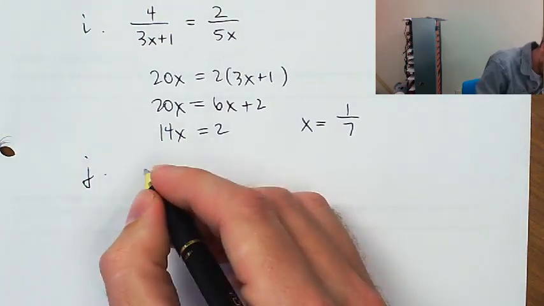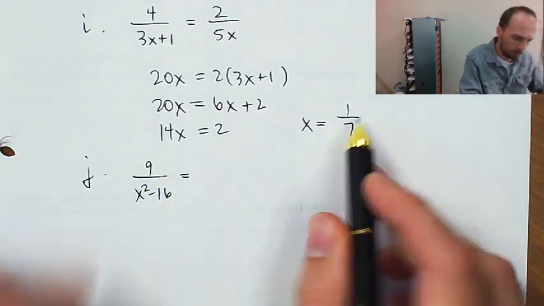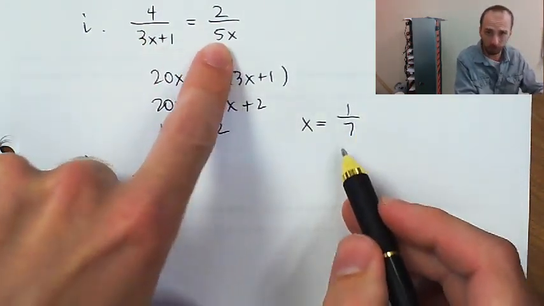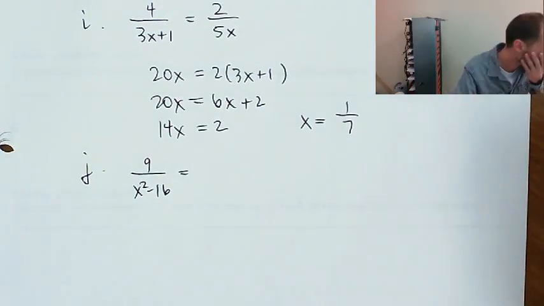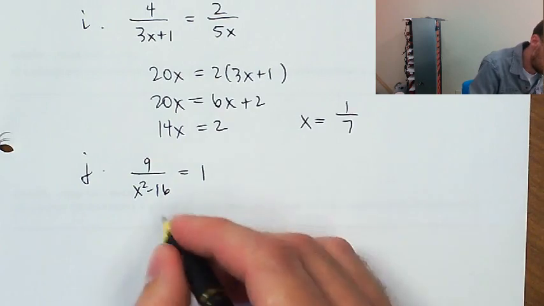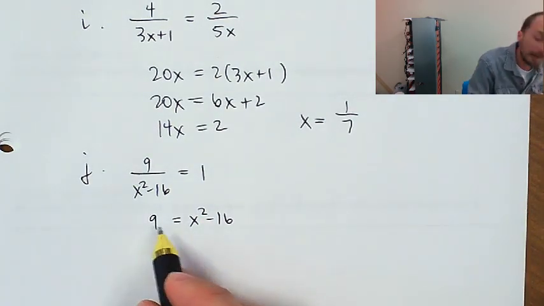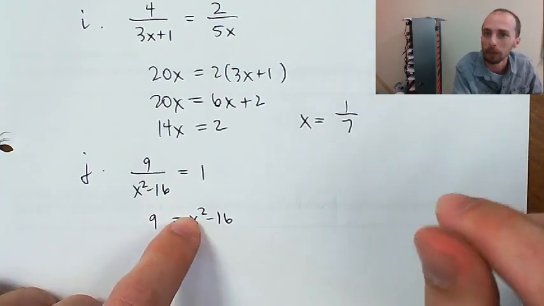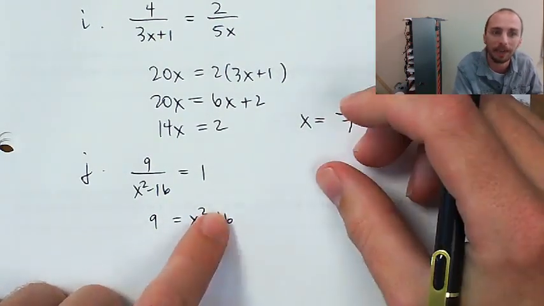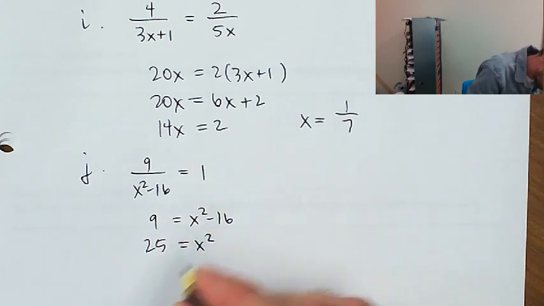Okay, J, the last one, 9 over x squared minus 16. Okay, and again, checking for reasonableness. Okay, that's not going to cause either of our denominators to equal 0, so we're good. That's going to equal 1. So I multiply both sides by x squared minus 16. Now this one only has one power of x in it, so we can solve directly, and I think that's what I'm going to do. I'm going to add 16 to both sides and say, oh yeah, 25 equals x squared.